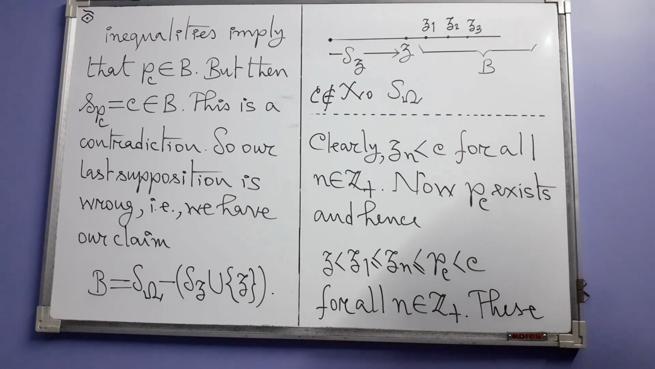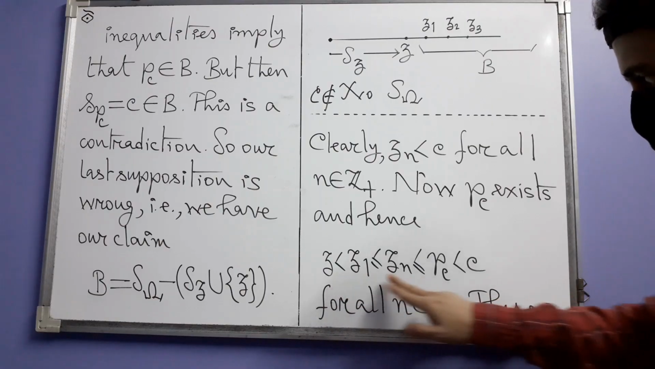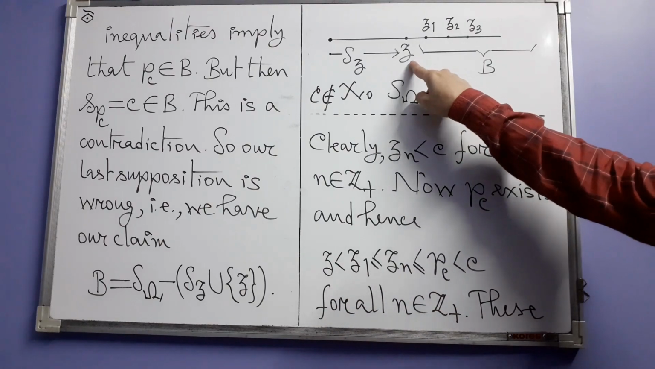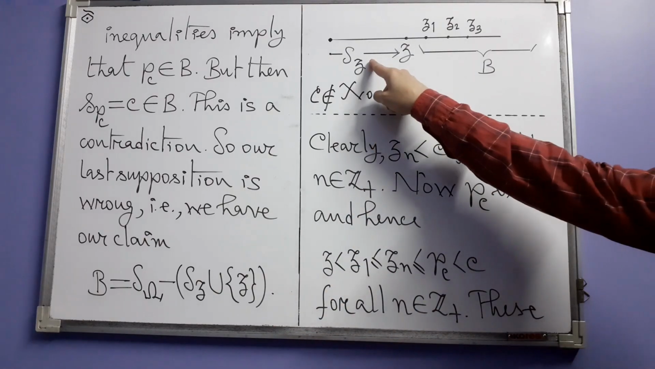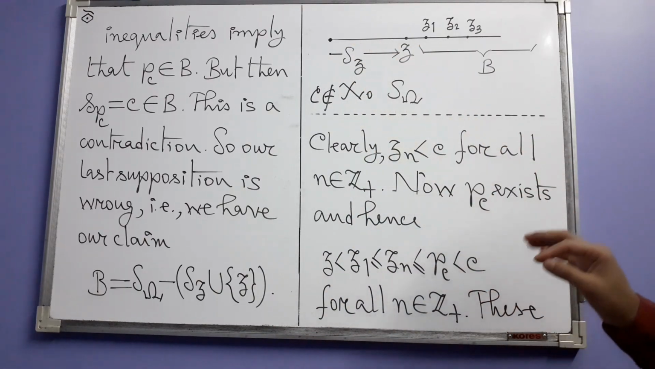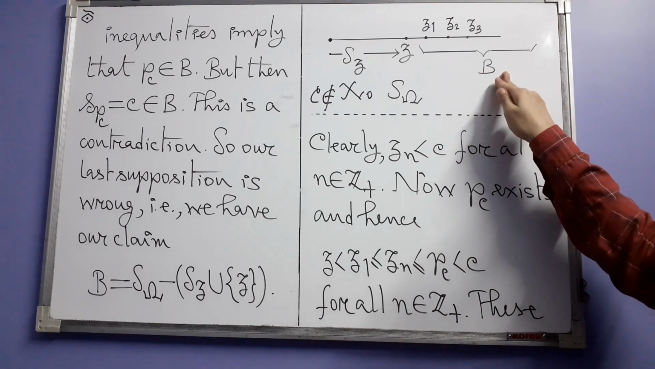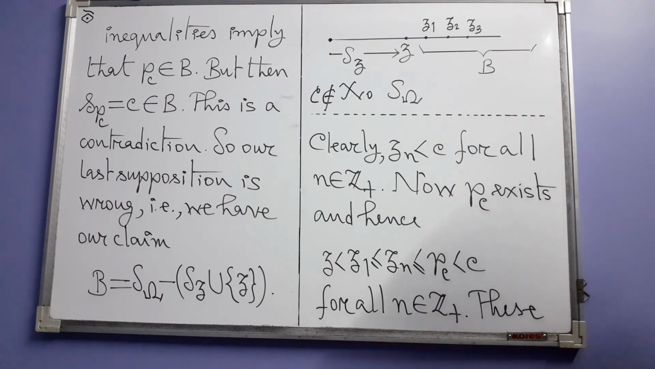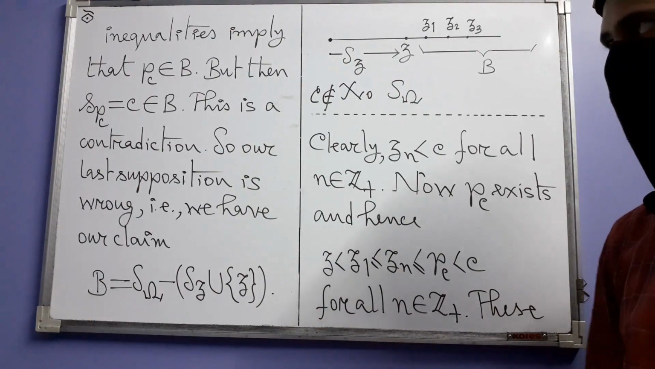But where in this union will PC lie? Well, obviously, these inequalities tell us that PC cannot be equal to Z. PC also is not less than Z, so PC cannot lie in SZ. So PC is forced to be an element of B because that's the only place left for PC to go. Okay, as such, these inequalities imply that PC belongs to B.